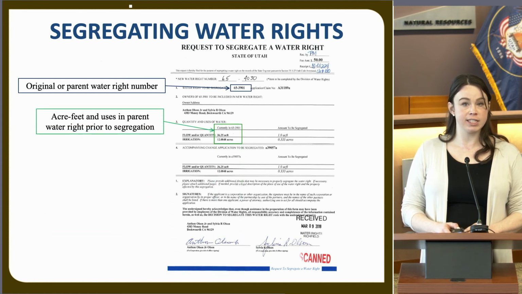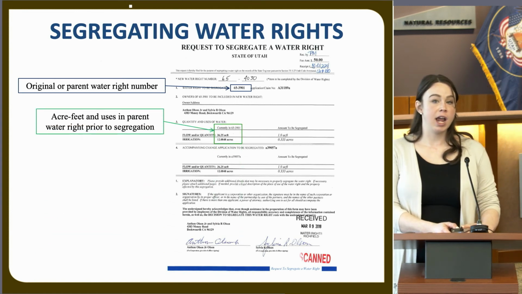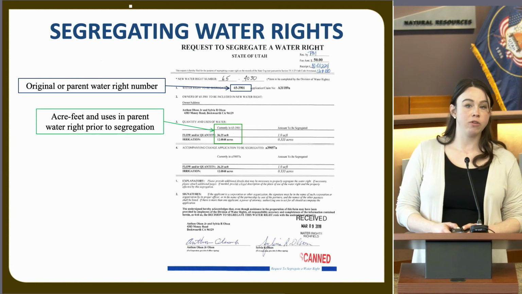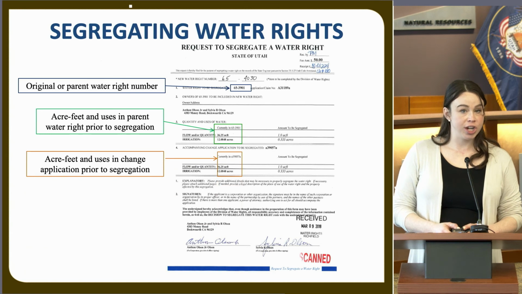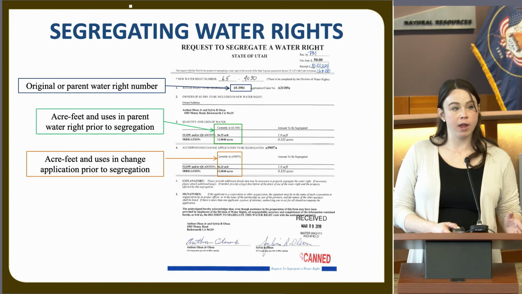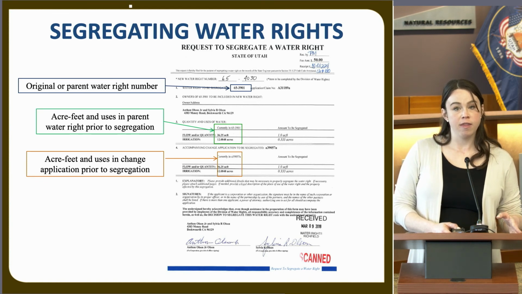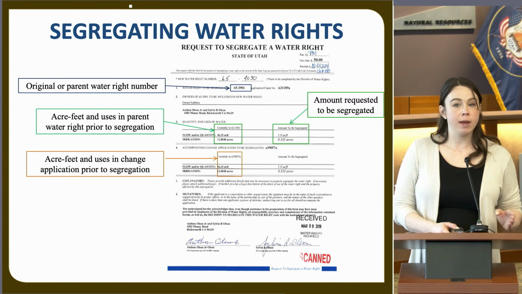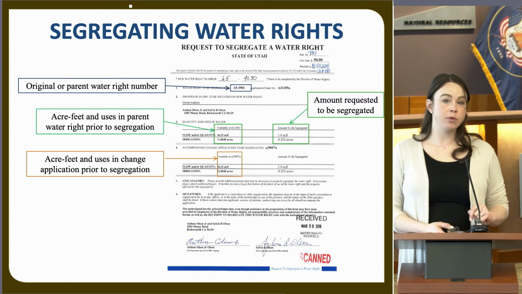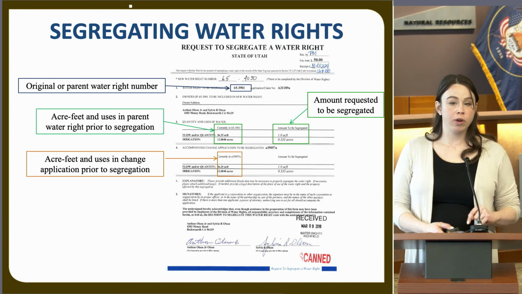So in this case, the acre feet, so the amount of water and the uses, will populate automatically. And in this case, there is a change on this water right, so that populates as well. Then you will go in and tell us what you plan on removing from the parent water rights. So in this case, I am segregating out 1 acre foot, which equates to 0.33 acre.